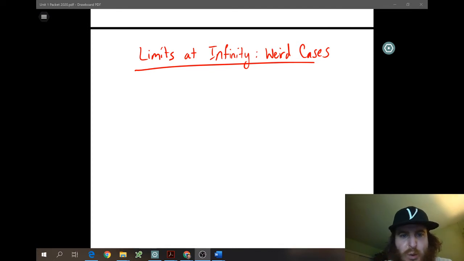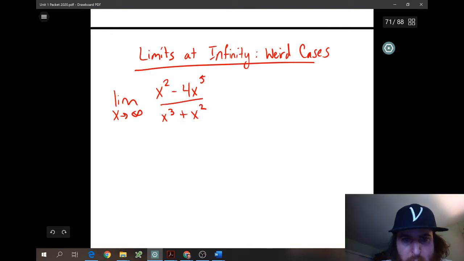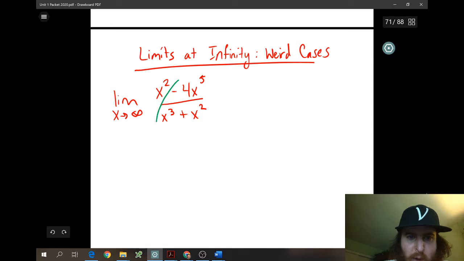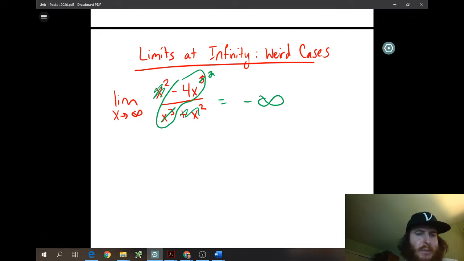So what the weird cases are is they're cases that just don't involve polynomials, right? What we looked at, when we talked about limits at infinity, even if they were harder cases, something like x squared minus 4x to the 5th over x cubed plus x squared. In this case, what are our biggest terms? Our biggest terms are the negative 4x to the 5th, and x cubed. If we want to get rid of these other guys, we can. In this case, it's going to be negative infinity, because if you cancel out x cubed, you get x squared, but this negative 4 is going to make it so that this limit goes to negative infinity. Those were all with polynomials.